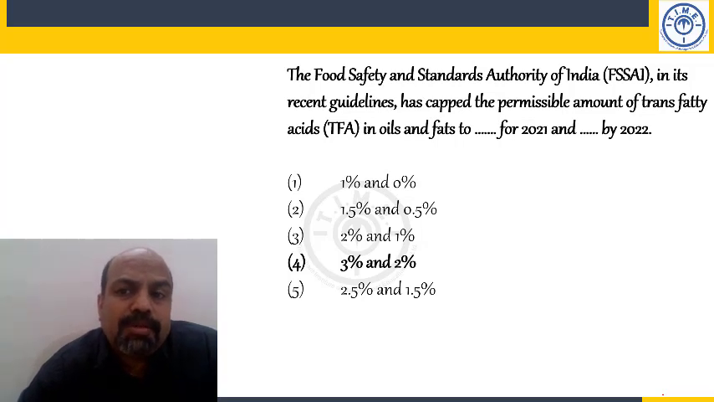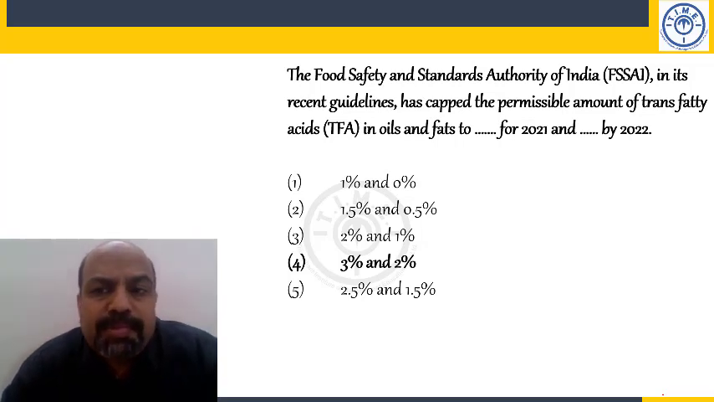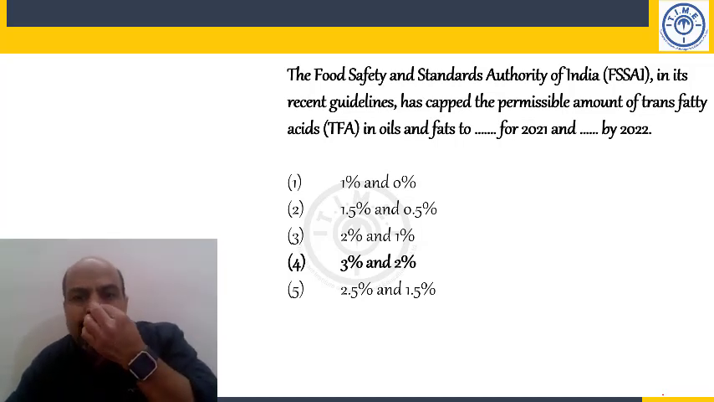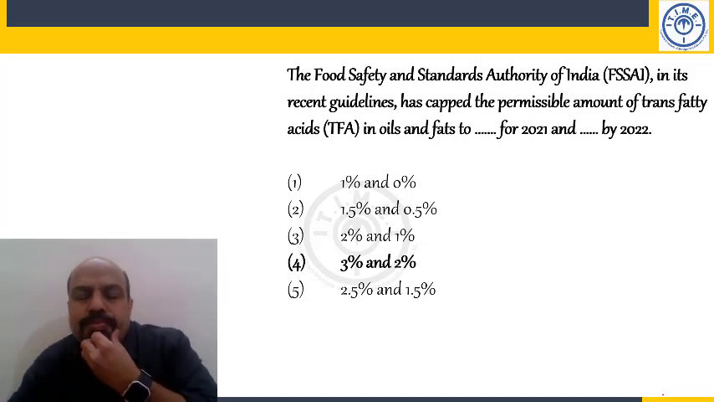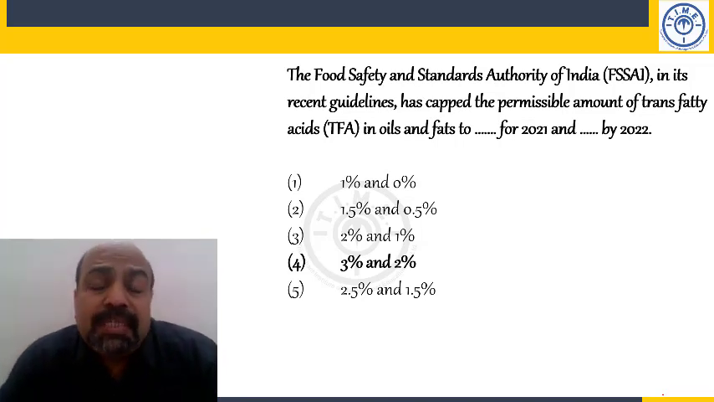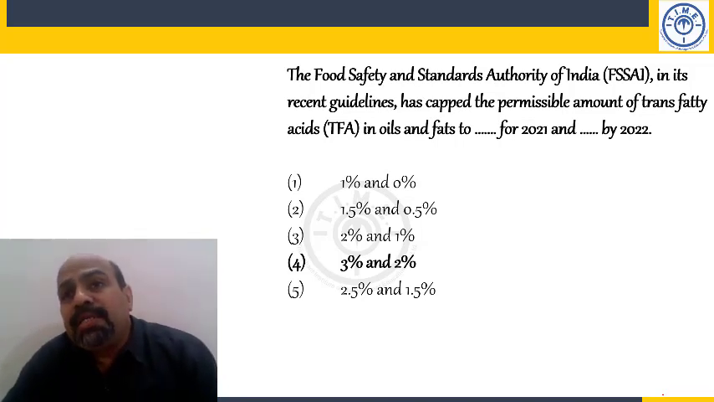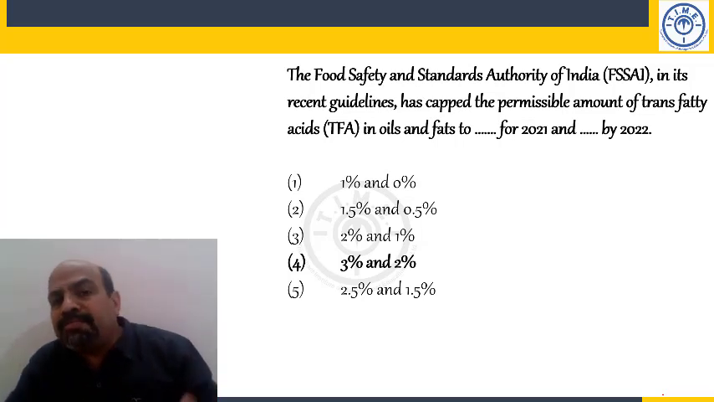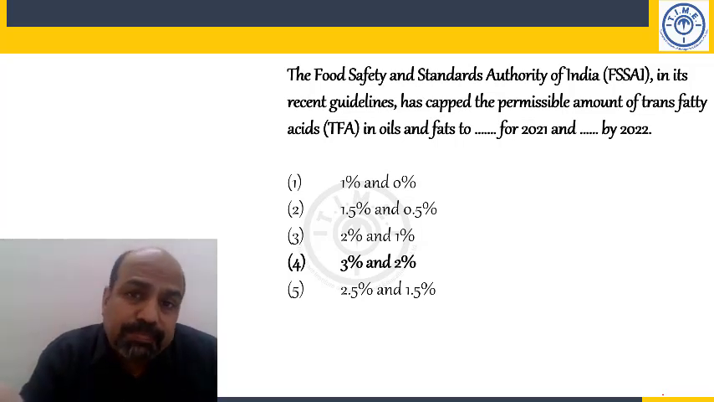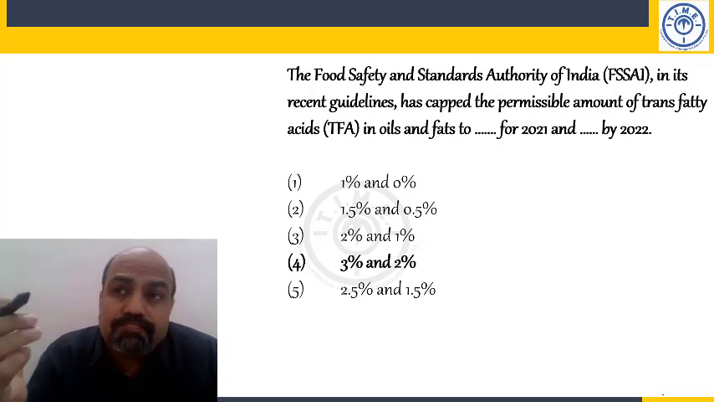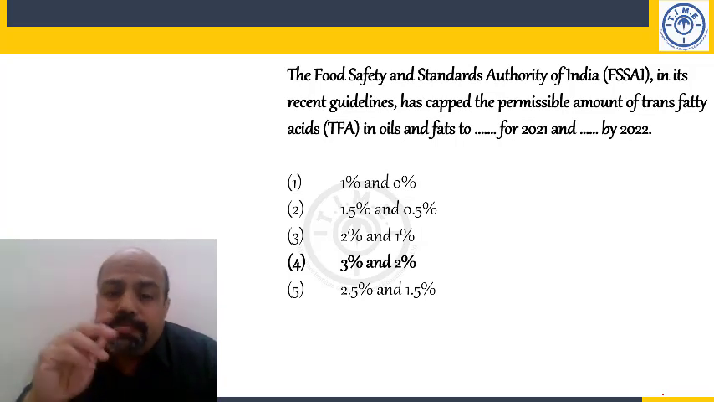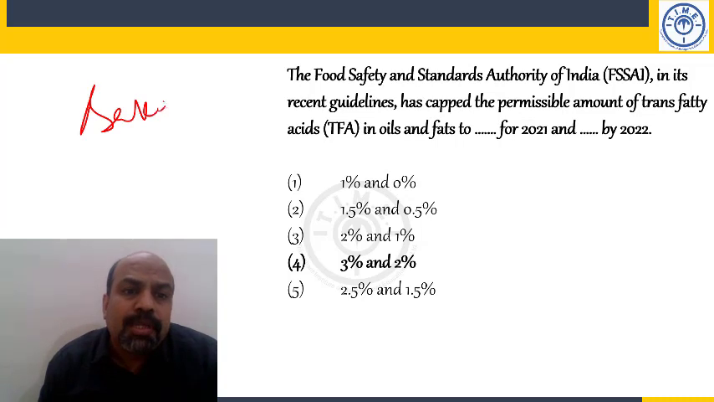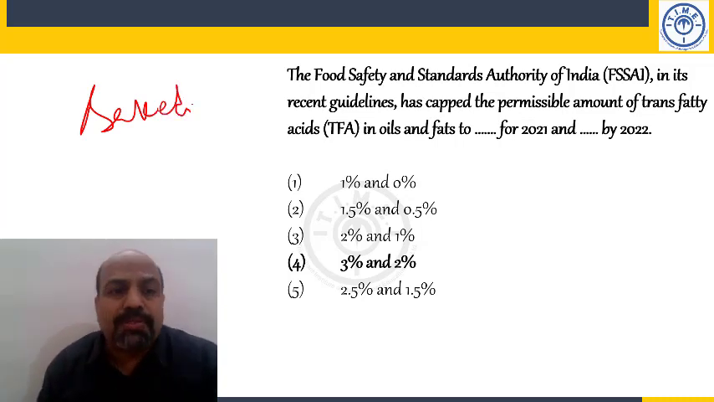The Food Safety and Standards Authority of India, in its recent guidelines, has capped the permissible amount of trans fatty acids in oils and fats to so and so percent. What are trans fats? Trans fats are very unhealthy. They lead to a lot of diseases. High consumption of trans fats leads to a lot of complications. So where would you find trans fats in daily life? You could say biscuits, you have lots of trans fats in biscuits. Cakes, cookies, all kinds of baked foods. These are preserved, so lots of chemicals are also used.